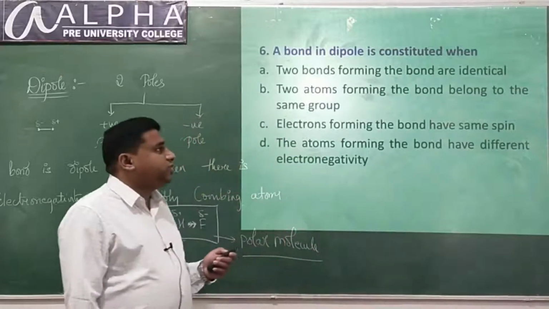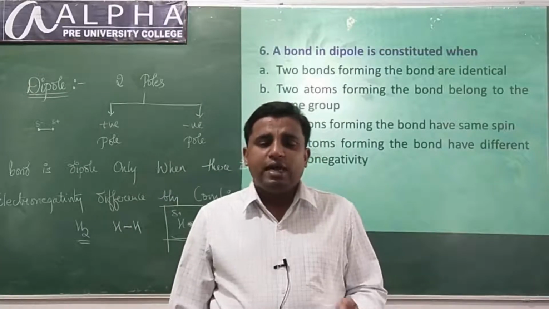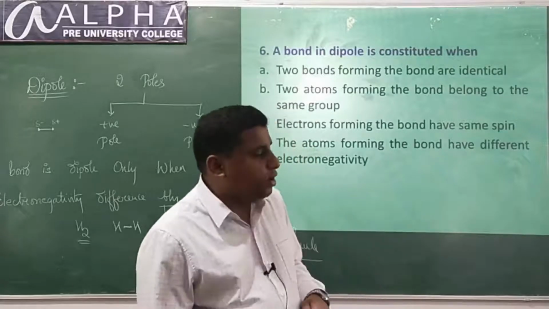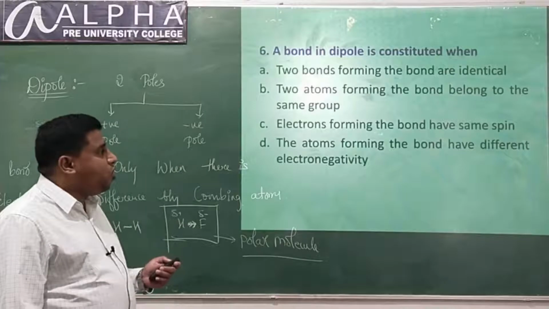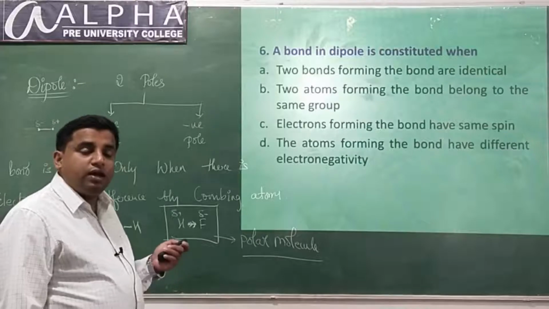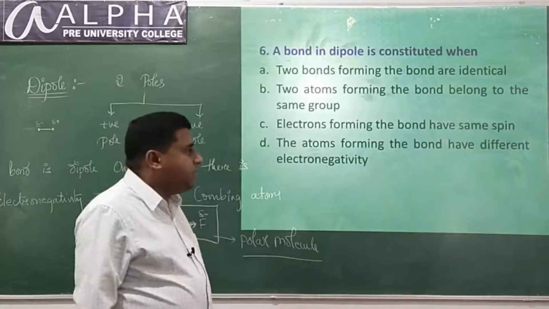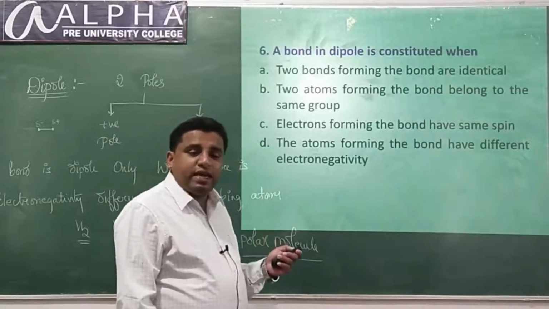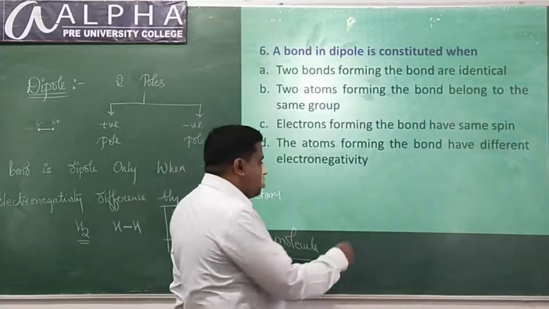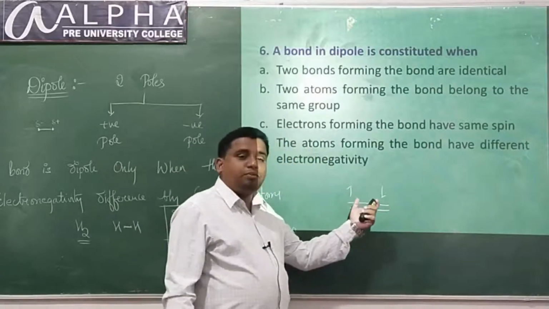The elements belonging to the same group, first of all, don't form a bond. Even if they form a bond, that bond will not be dipole. Understand this point: electrons forming a bond should not have the same spin. If the electrons forming the bond have the same spin, then the bond itself is not formed. If a bond has to be formed, then the electrons should be of opposite spin. Only when electrons of opposite spin come together do they form a bond.